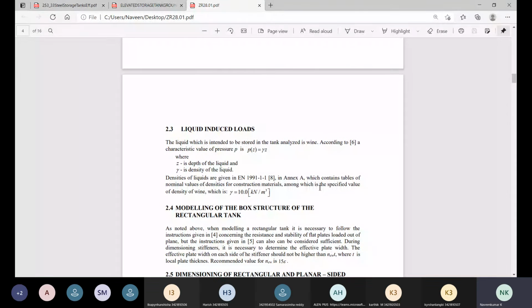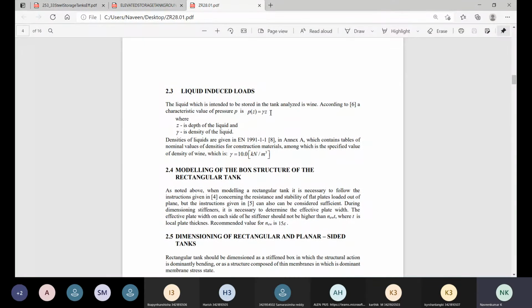So the fourth thing is the calculation of load, the liquid load. For example, the steel tank also has its own weight, so you consider the self weight of the water tank first. After considering the self weight of the water tank, you consider the liquid which is going to be stored.